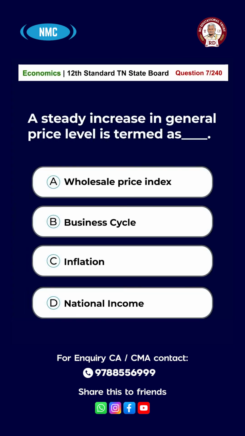Question number 7. A steady increase in general price level is termed as: A. Wholesale price index, B. Business cycle, C. Inflation, D. National income. The answer is option C, inflation.